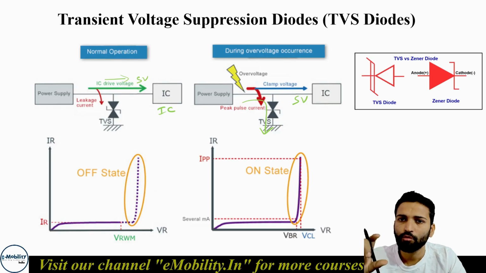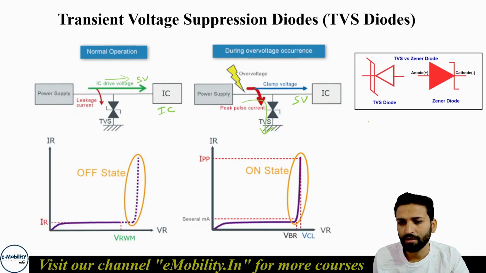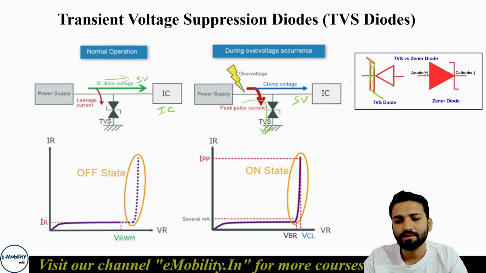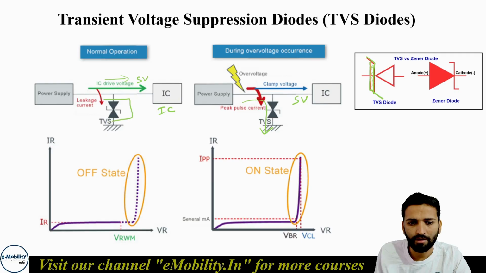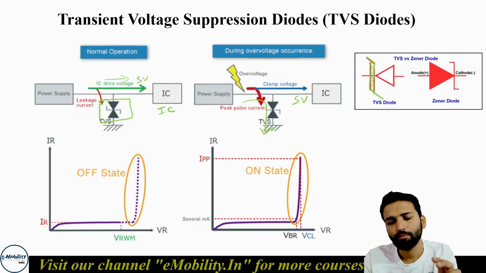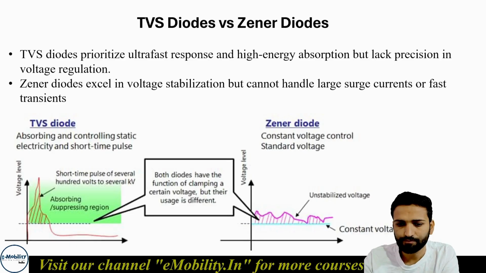So TVS is more of a protection diode, and its symbol is shown here. This is how the symbol is made, with a gap between them. TVS and Zener diode are two similar-looking diodes, but they have very different applications. Also, a TVS diode can work in forward and reverse in both ways. So this is a TVS diode connected back to back, so they can block voltage in both directions.